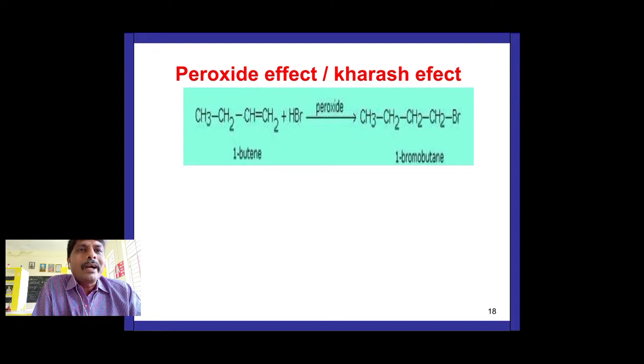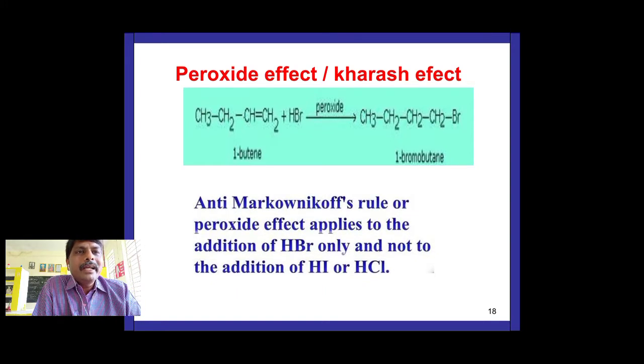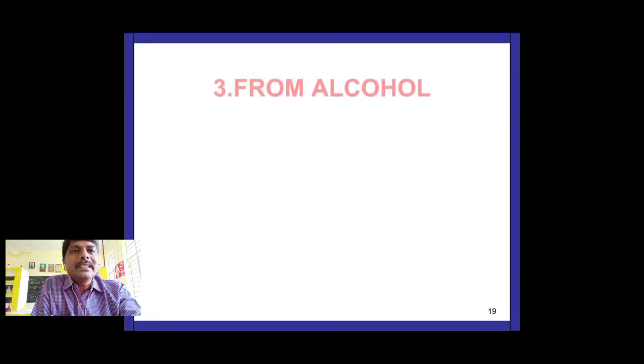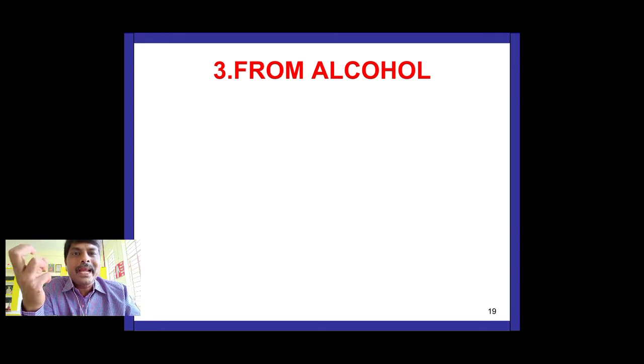If we add HBr, what is the negative part? Br. Br will add to which group? Double bonded carbon atom having more number of hydrogens. That means CH double bond CH2 is there. So which carbon atom having more number of hydrogens? That means the last, that means first carbon atom. So that's why product is 1-bromobutane. Anti-Markovnikov rule or peroxide effect applies to the addition of HBr only and not to the addition of HI or HCl. So this is about the preparation of haloalkanes from alkene. So from alkene addition reaction, from alkane substitution reaction.